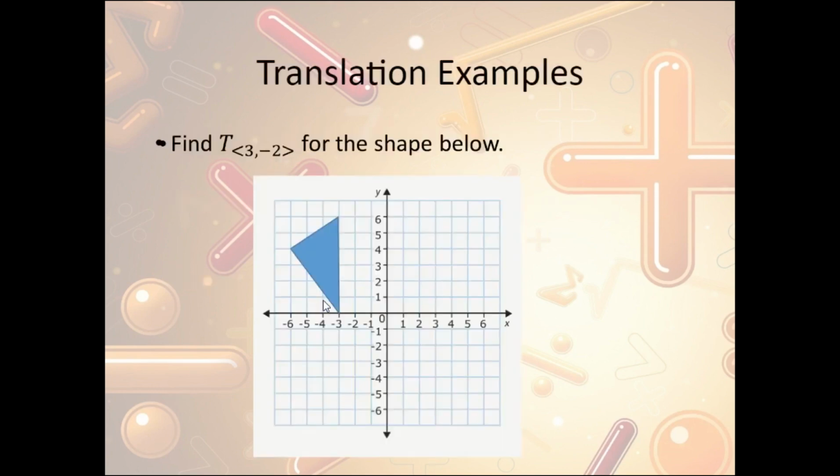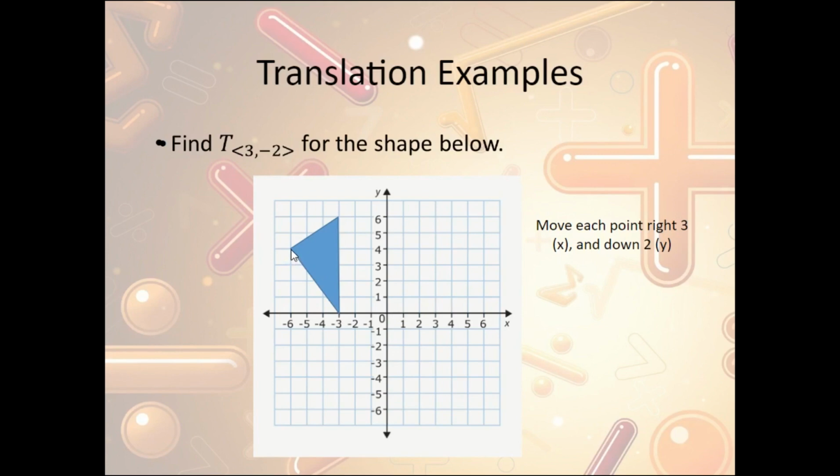So let's look at an example. We want to find T of (3, -2). So what we're going to do is take each of the points and move them to the right 3 and down 2, because we're going to have a change of +3 on the x-axis, so everything's going to slide to the right. And then -2 on the y, so it's going to go down 2. So I take each point and slide it to the right 3 and down 2.